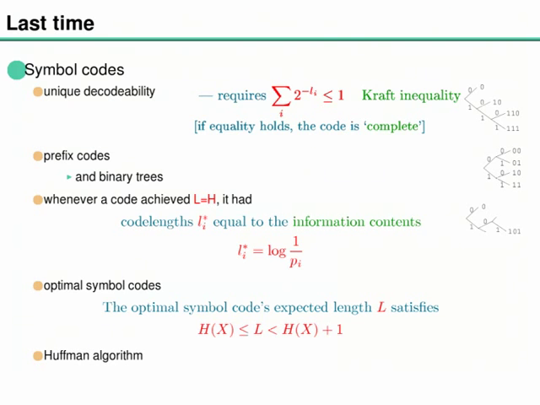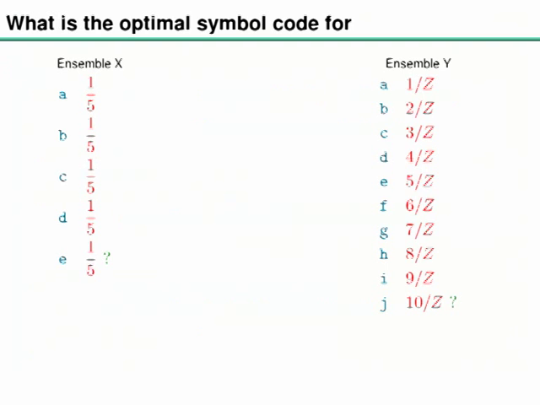If you make some lengths shorter, you have to make other lengths of your code words longer. We introduced the notion of prefix codes, which are easy to decode codes that are associated with binary trees. And we noticed that if you had code lengths equal to the information contents, then you got the best possible compression, and the average length per symbol was the entropy. And we stated without proof that with the optimal symbol code, you can get within one bit of the entropy. And finally, we saw the Huffman algorithm, which is an extremely simple algorithm for making optimal symbol codes. So let's just recap that with these examples here.